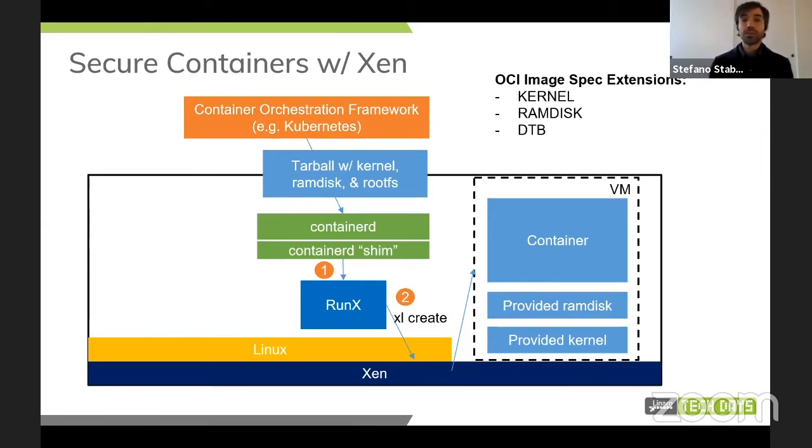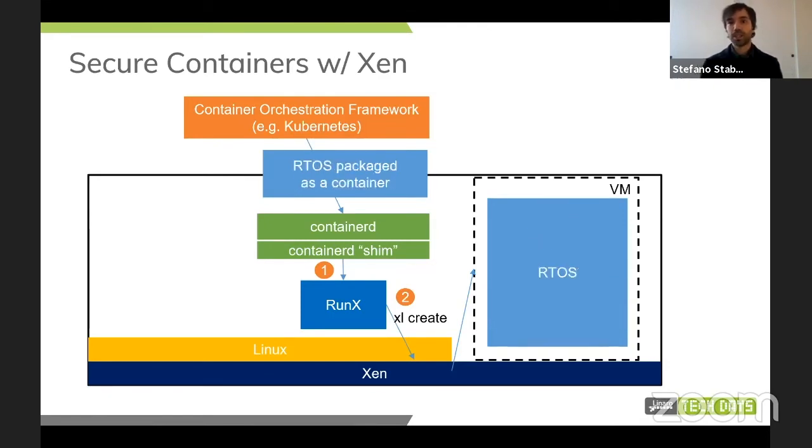Then runX will look at this manifest, find the key-value pair, and use the kernel and RAM disk that come with the container to start the VM. If you think about why you would want to do that, there is a very good use case for this. Next slide. Yes, an RTOS. You might want to run an RTOS and deploy it dynamically using runX.